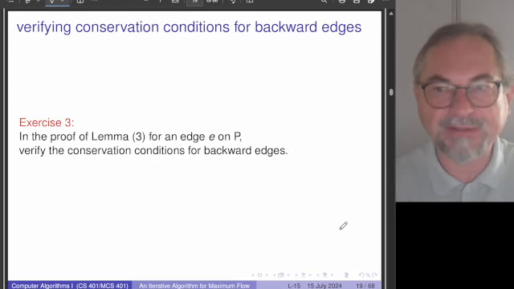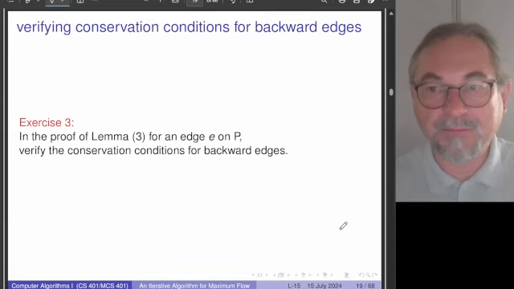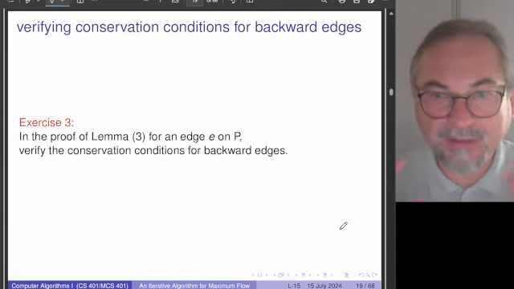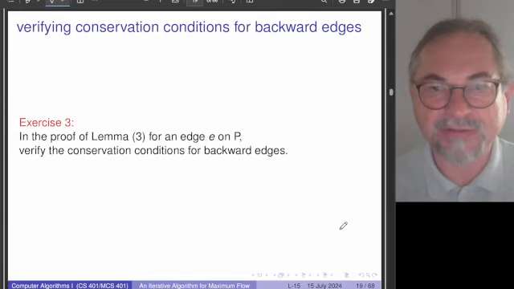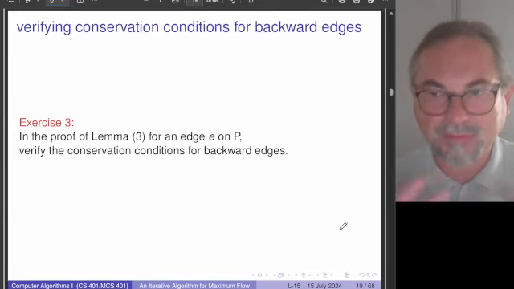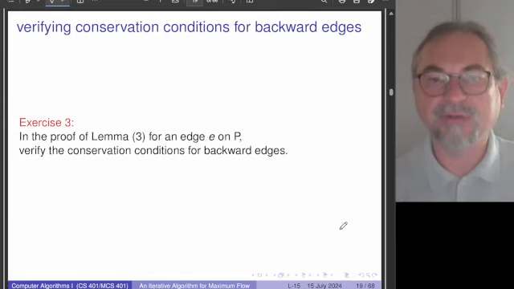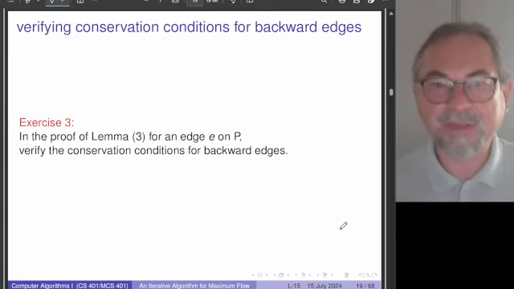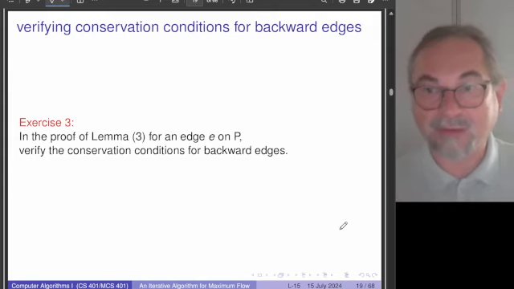So here is this exercise. The purpose of this exercise is that you think again, what does it mean that we have a flow? How can we express the conservation conditions? And again, what happens with a backward edge?